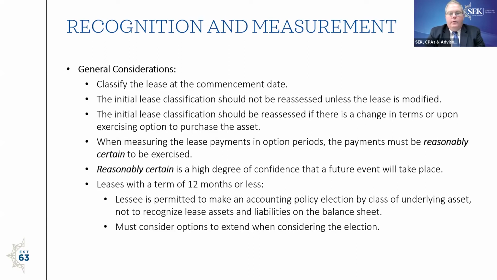For leases less than 12 months, you can make an accounting policy election by class of underlying assets to not recognize those assets and liabilities on the balance sheet. However, you need to, again, factor in the options. So if you have a lease that's less than 1 year, but you have all these options that will ultimately take it out over several years, it's really going to be hard to make a case that it is a short-term lease that would not need to get on the balance sheet.